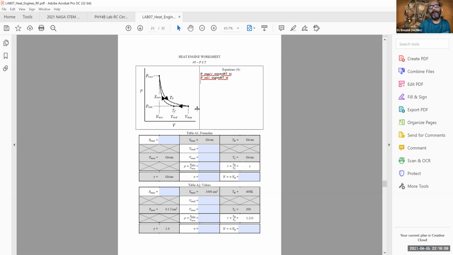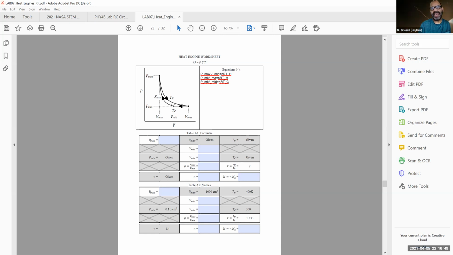Okay, now for this intermediary point in here, we have P_min times V_mid, the middle volume, is equal to nRT_cold. And this is your 300 Kelvin, by the way. It's sitting in here. Okay, so these are some of the relationships.